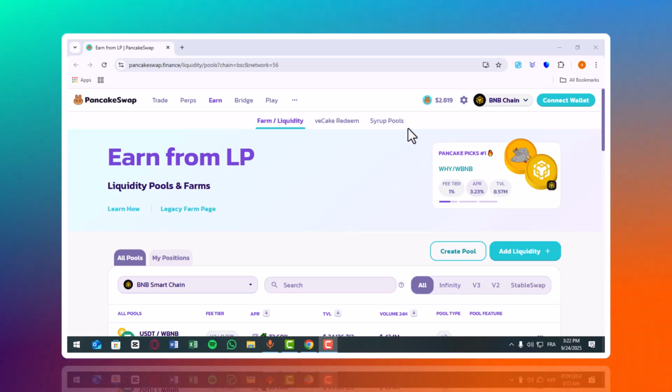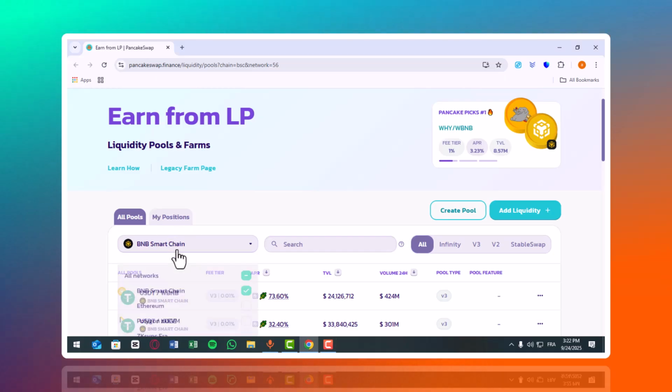Want to build passive income with crypto yield farming? Here's a simple step-by-step guide. First, choose a reliable DeFi platform like Uniswap, Aave, or PancakeSwap, which is the one that I'm using right now. Stick to platforms with strong security records and high liquidity.